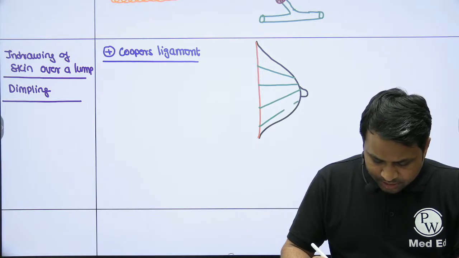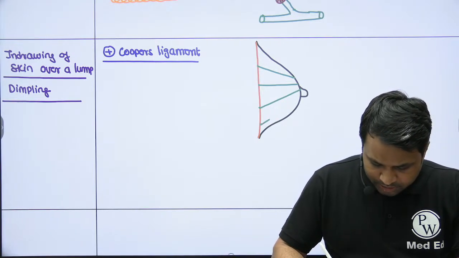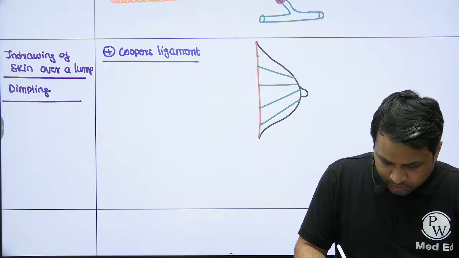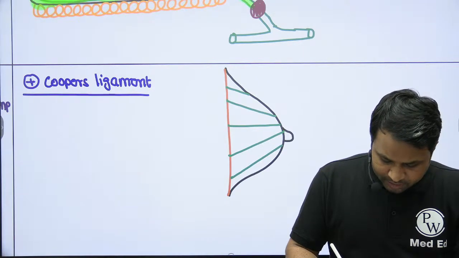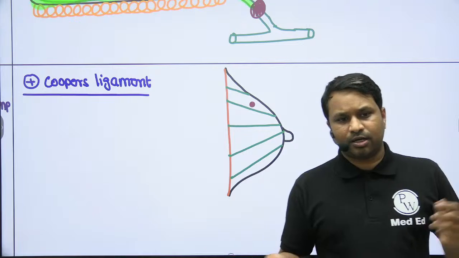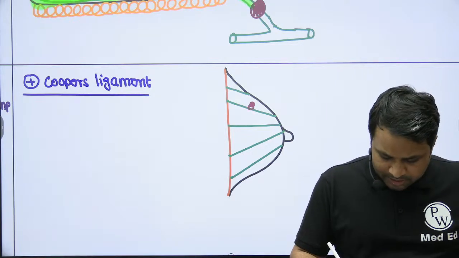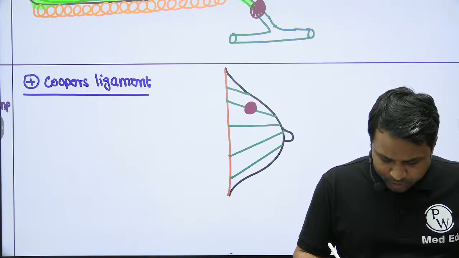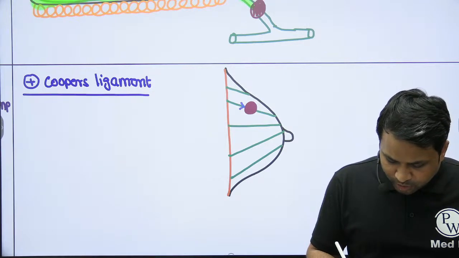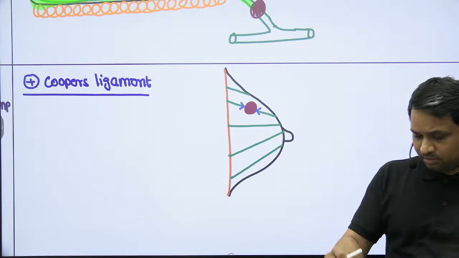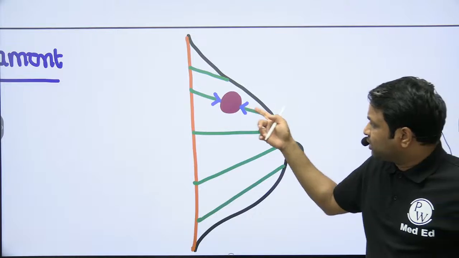Right, so this is the orientation of the Cooper's ligament. Now let's say there is a lump that has developed here, arising from the duct. As the lump increases in size, it is going to infiltrate the Cooper's ligament. As the Cooper's ligament gets infiltrated, it is going to pull the Cooper's ligament towards the lump. Common thing, it will pull the Cooper's ligament towards the lump.